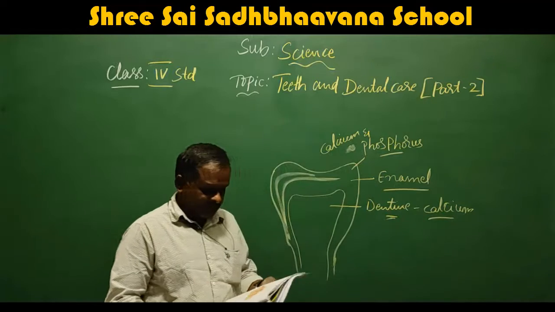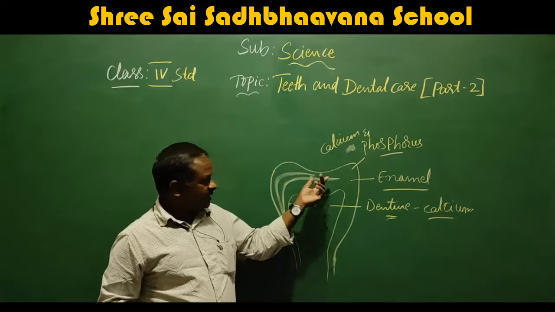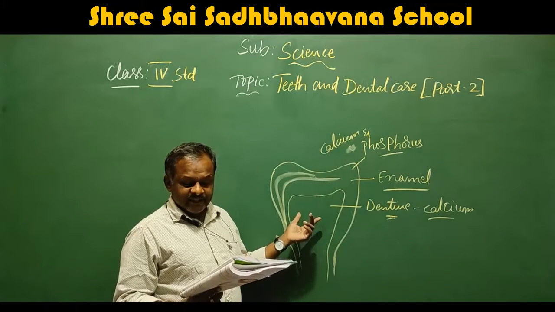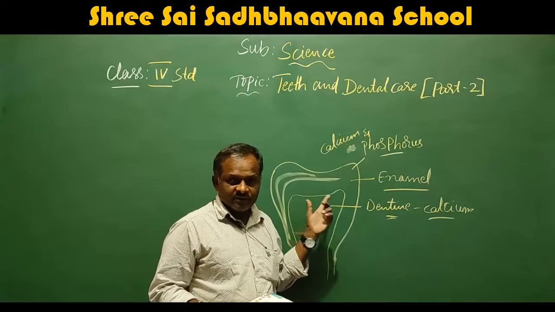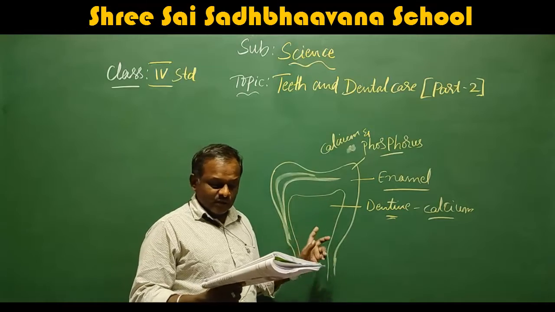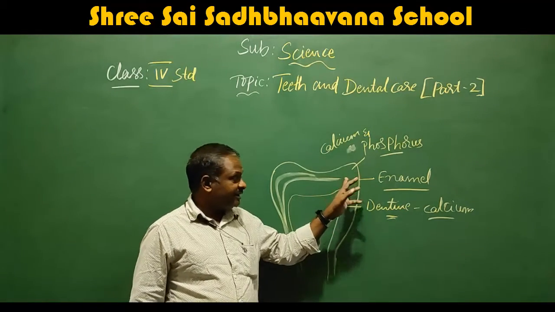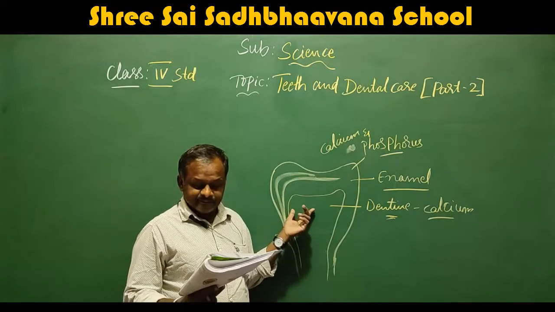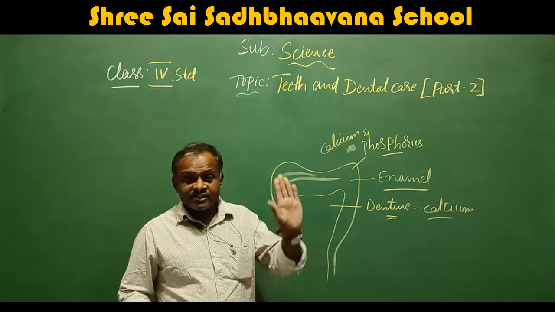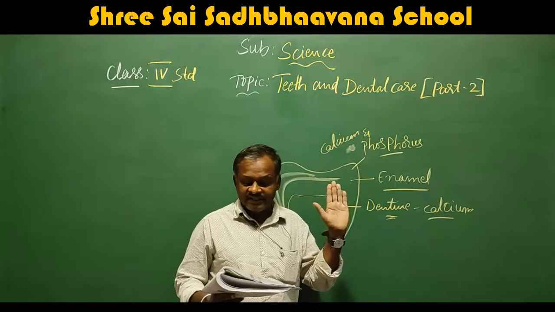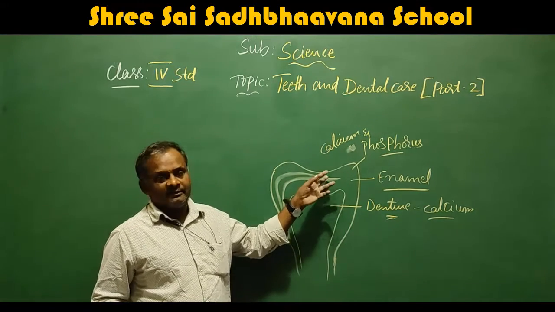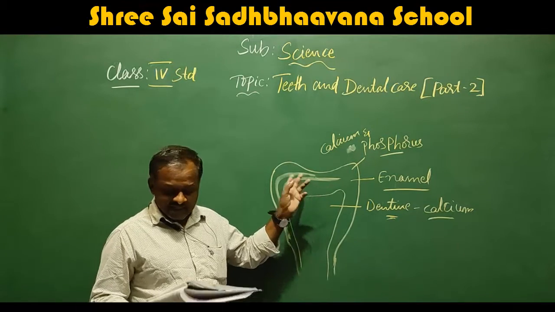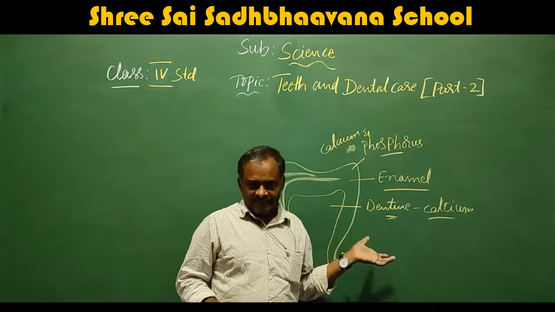So what is dentine? Under this enamel, this dentine is present. It makes up the largest part of the tooth. It is not as hard as the enamel. This is also made up of calcium. It is like a bone which supports the enamel. Sorry, not the tooth. Supports the enamel. It is also made up of calcium.